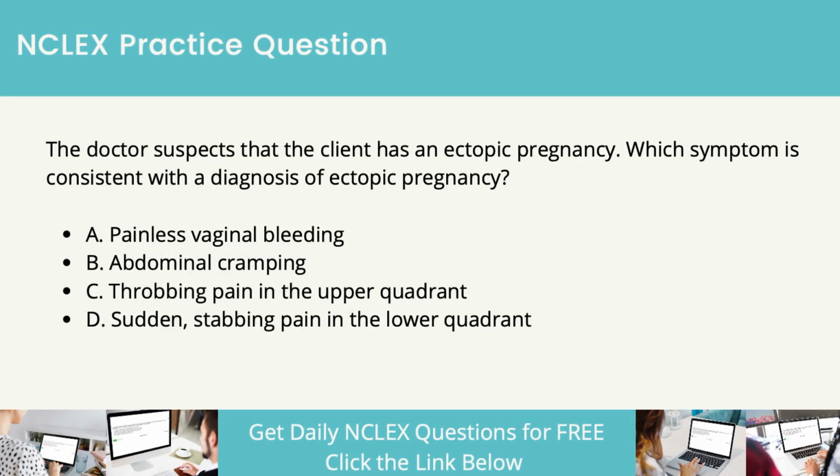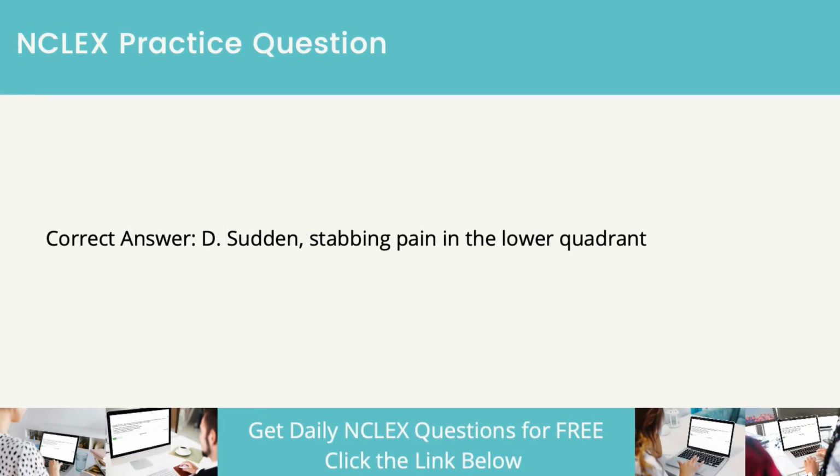The doctor suspects that the client has an ectopic pregnancy. Which symptom is consistent with a diagnosis of ectopic pregnancy? Painless vaginal bleeding. Abdominal cramping. Throbbing pain in the upper quadrant. Sudden, stabbing pain in the lower quadrant. The correct answer is sudden, stabbing pain in the lower quadrant.